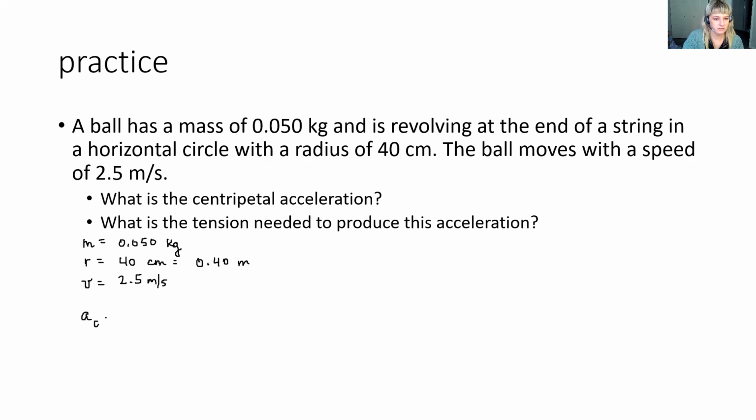Centripetal acceleration is v squared over r. The magnitude of the velocity is 2.5 meters per second. I square it, and then I divide by the radius of the circle, 0.40 meters. Centripetal acceleration is going to be 15.6 meters per second squared.